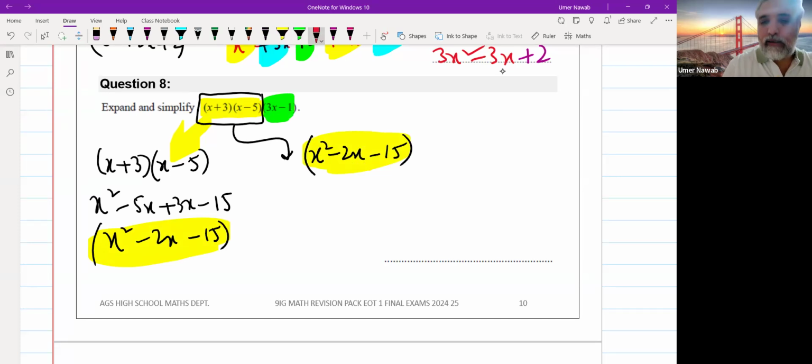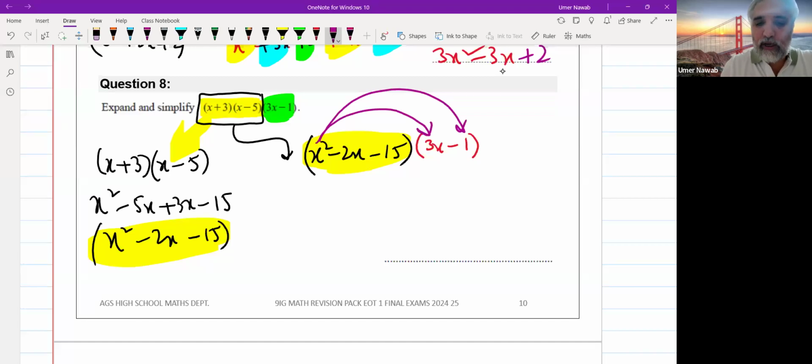And this bracket is still waiting to be multiplied. Got it? Now x squared is going to multiply with this and x squared is going to multiply with this. So what is the answer, guys? X squared times 3x. This is the tricky part. X squared times 3x will be 3x cubed because x squared is going to multiply with x. So 3x cubed, and then x squared multiplied with negative 1 gives you negative x squared. Done. In the same way, negative 2x is going to multiply with 3x, so it gives you negative 6x squared.